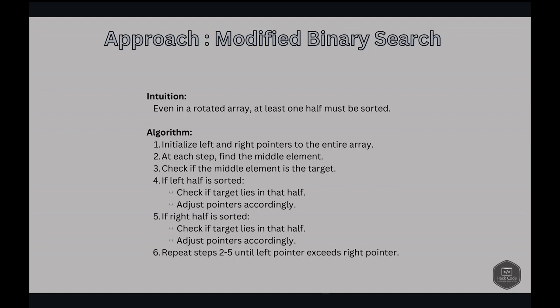We repeat these steps until the left pointer exceeds the right pointer. That's not a valid search space, right? We return -1 because we exhausted the whole search space and didn't find the target. By exploiting the property that at least one half of the array is sorted, we can perform the binary search efficiently, allowing us to find the target in O(log n) time complexity, where n is the number of elements in the array.